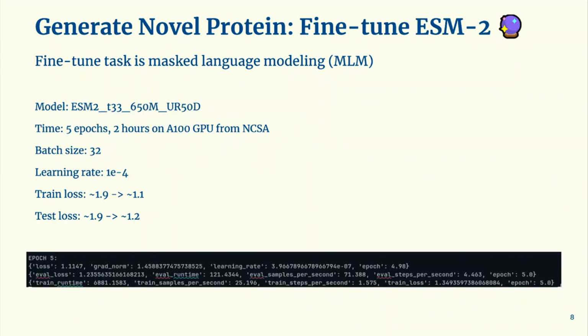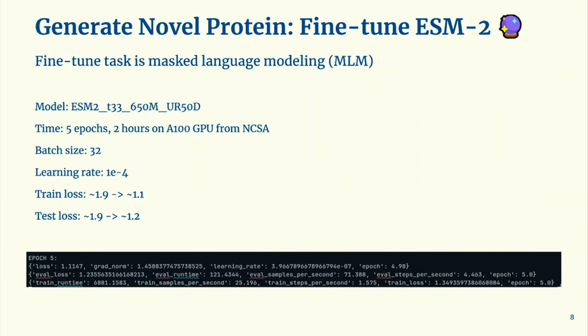So the next step to this is that we fine-tune ESM, because right now ESM was trained on all proteins. So we wanted to generate DNA binding proteins. So we did masked language modeling on the DNA binders in our data set. And here's some stats about the fine-tuning. So we used a 650 million parameter model. The bigger model just crashed NCSA, so I could not use that.